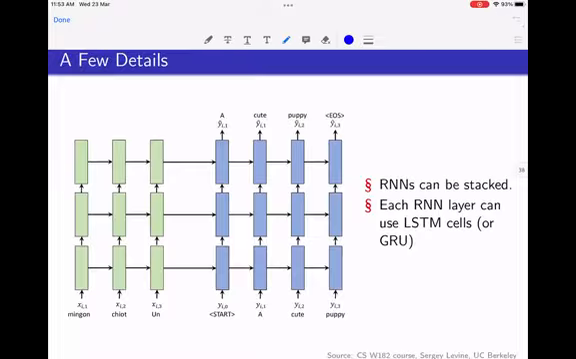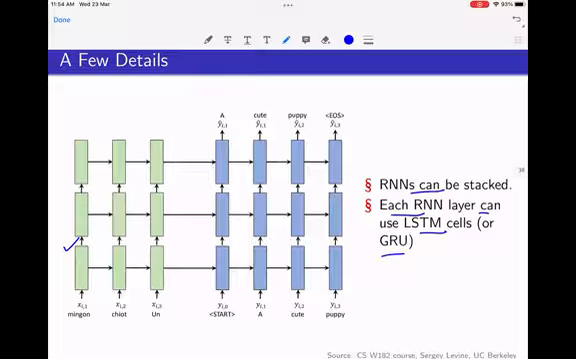So RNNs can also be stacked. Each RNN layer can use LSTM or GRUs. It does not mean that the RNN is just a naive RNN. You can use LSTM cells or GRUs. And by stacking, you can increase the depth.